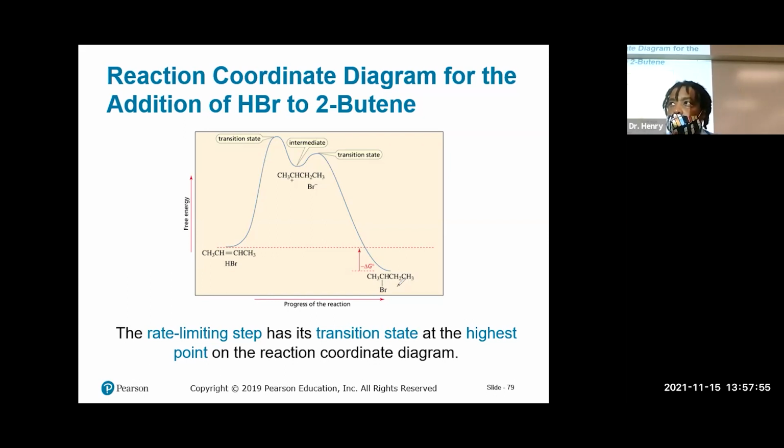So again, our rate limiting step is going to be the very first hump because it's the highest, right? So your rate limiting step has the transition state at the highest point of the reaction.